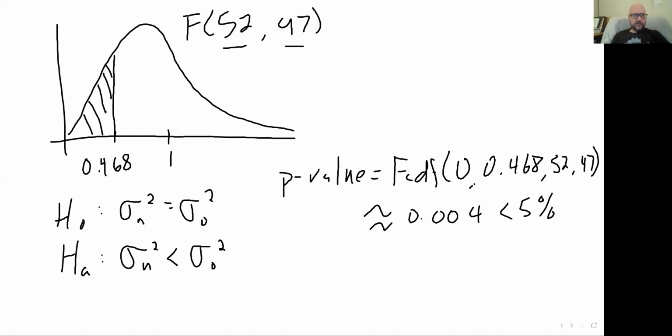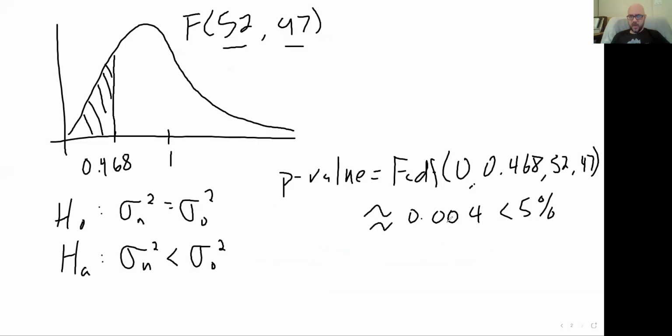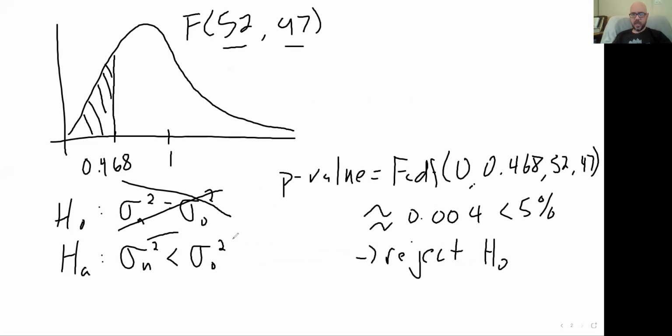I should probably go look. Did we specify one? 5%, look at that. I picked the standard one, great. That makes us want to reject our null hypothesis, right? So we reject the null hypothesis. That makes us think that it is not the case that the two machines have equal standard deviations, but instead we think this is the case, that the new machine has a smaller variance than the old machine, which is good. That means it is more consistent.